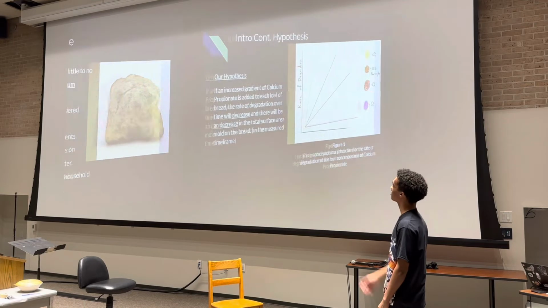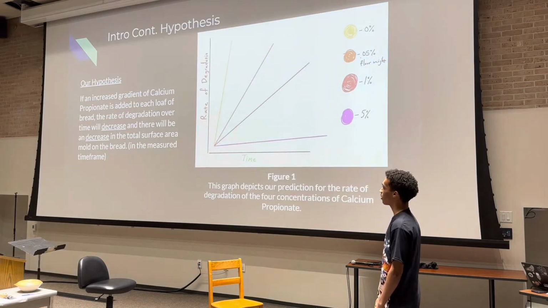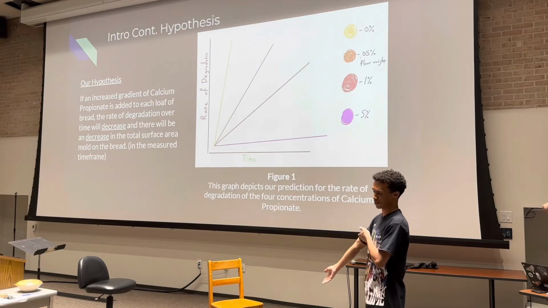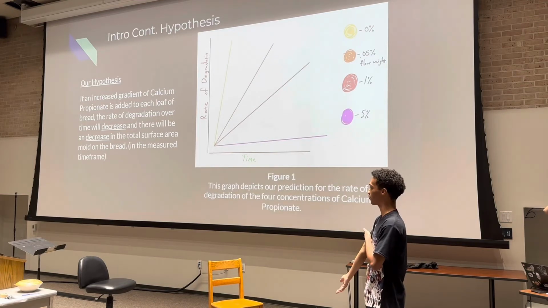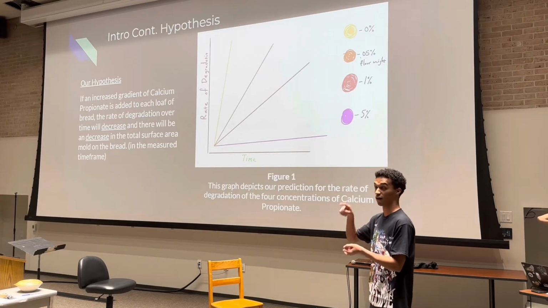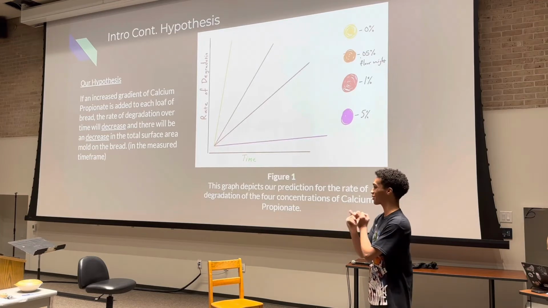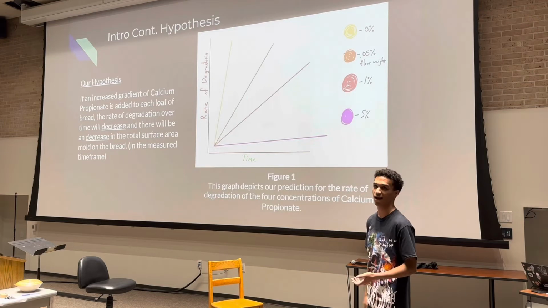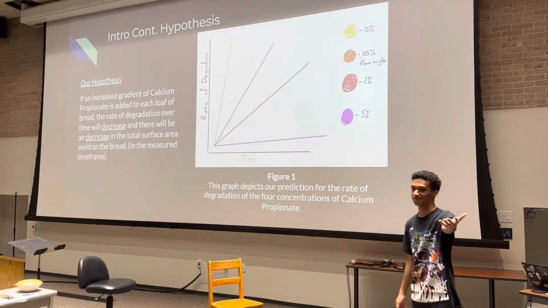They can read that. Well, our hypothesis is that if we had an increased percentage of calcium propionate in a loaf of bread, there would be a decrease in not only the rate, but the total surface area of mold growth on a piece of bread. And now I hand it off to Ion.